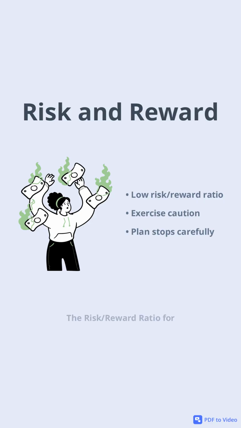The risk-reward ratio for ONDS is currently at 0.195, indicating that the potential reward is relatively low compared to the risk. This is a crucial factor for traders to consider, especially in volatile stocks. A low risk-reward ratio suggests that caution is warranted and that position sizing and stop-loss strategies should be carefully planned.